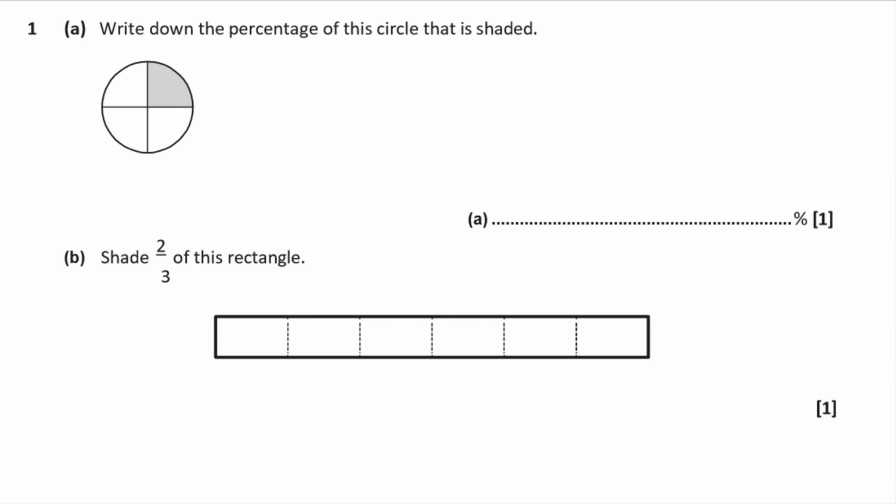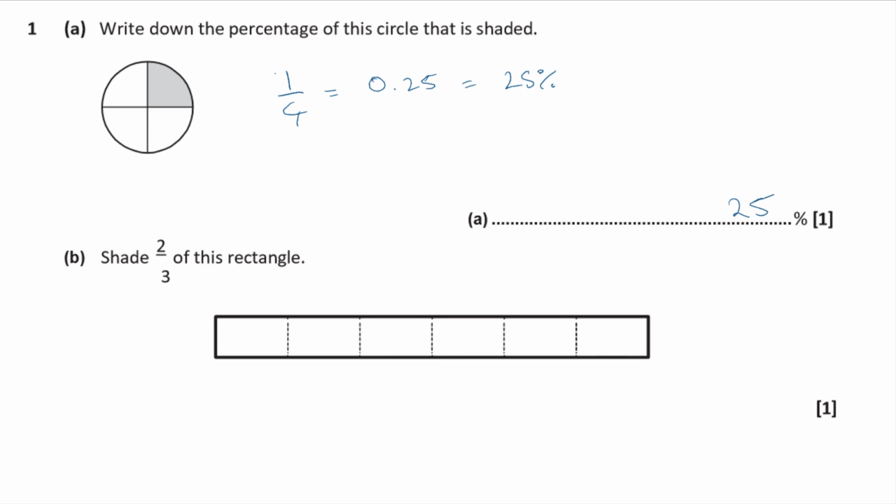Question 1a, write down the percentage of this circle that is shaded. Well, you can see it's one part out of 4, so it's 1/4. What's 1/4 as a percentage? Well, as a decimal, you should remember it's 0.25, which is 25%, isn't it? So that's my percentage, 25.